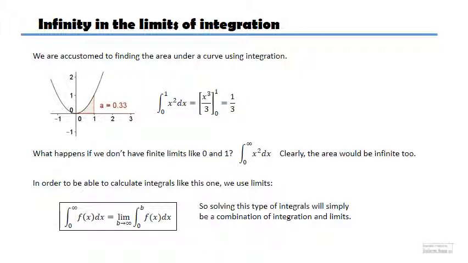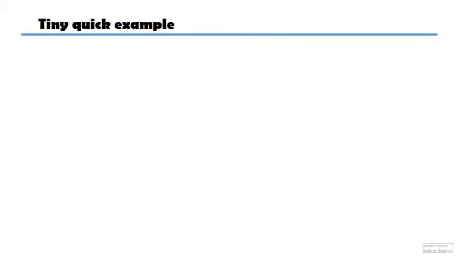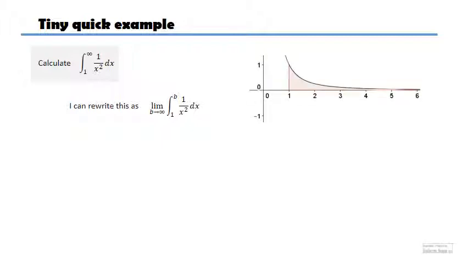Now, these types of integrals are just combining integration and limits. Nothing extraordinary about this. What you might find extraordinary is that actually some of these improper integrals that go to infinity will have finite answers. Let's take a look at one of them. Let's find this improper integral from 1 to infinity of 1 over x squared dx. So again, I write this using a limit.